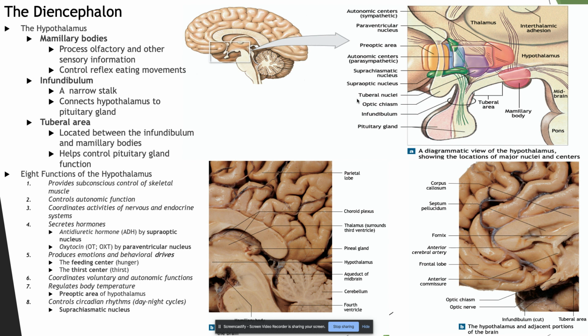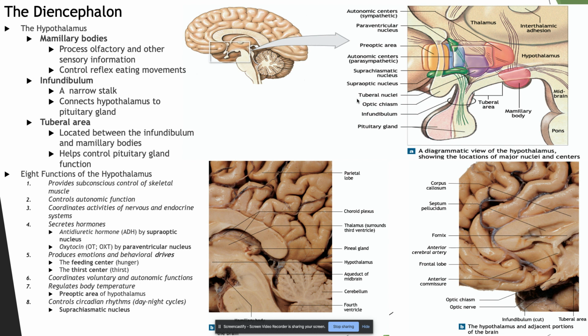4, the secretion of two hormones. The hypothalamus secretes antidiuretic hormone, or ADH, or vasopressin, whichever you want to call it, and oxytocin. The supraoptic nucleus produces ADH, which restricts water loss by the kidneys, and the paraventricular nucleus produces oxytocin, which stimulates smooth muscle contraction in the uterus and the mammary glands of the females and the prostate glands of males. These hormones are transported along axons that pass through the infundibulum to the posterior lobe of the pituitary gland.